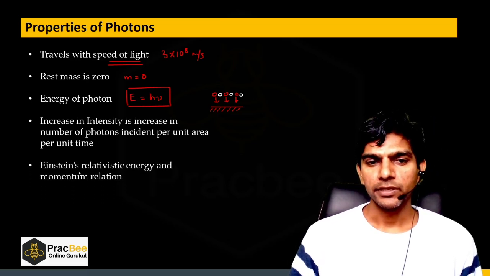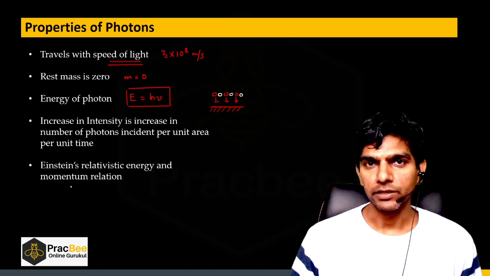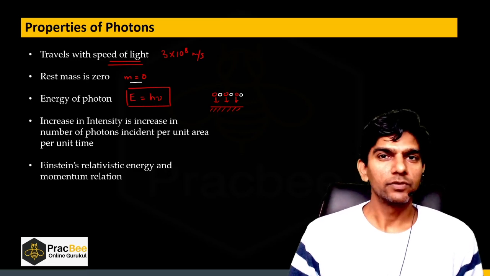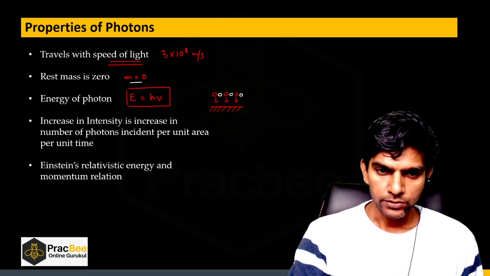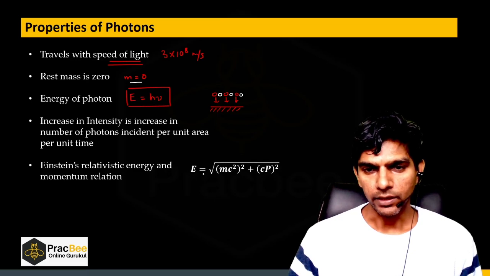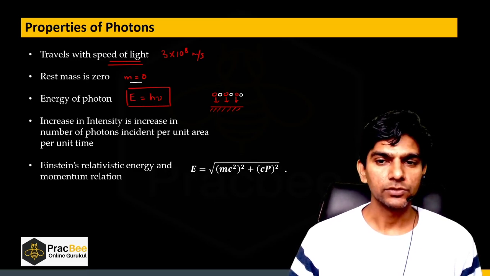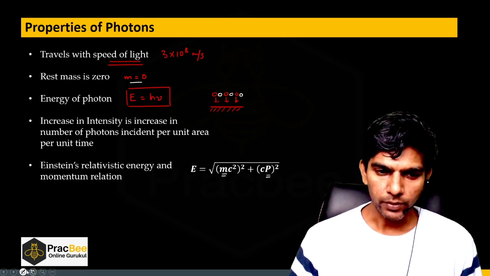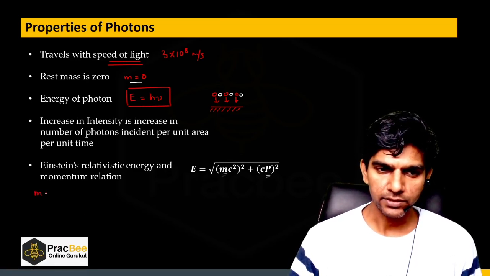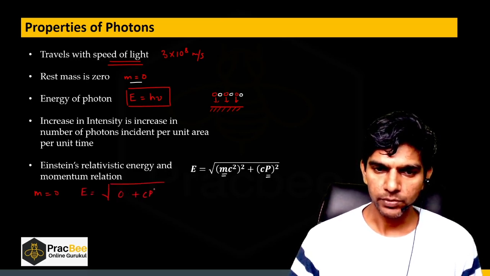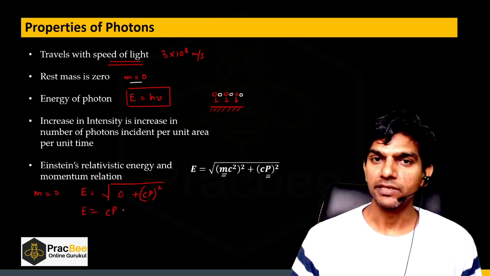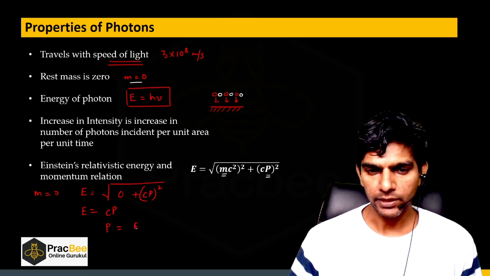Now, the fourth point is Einstein's relativistic energy and momentum relation. Since the rest mass is 0, if I want to find the energy of a photon, we cannot use half mv square, which we use for particles. So here we have to use the relation E equals root of (mc square) whole square plus (cp) square, where m is the rest mass, p is the momentum, and c is the speed of light in vacuum. If we apply this equation for photons, we know that m is 0. So E comes out to be root of 0 plus (cp) square, which gives us cp. So the energy of a photon is equal to c times p, and the momentum of a photon will be given by E by c.